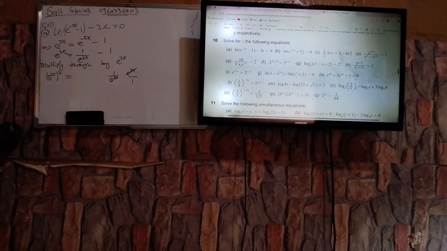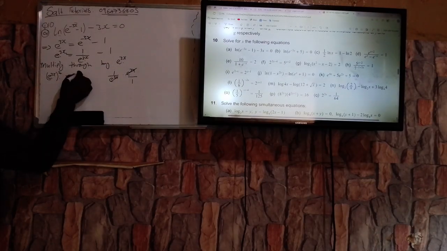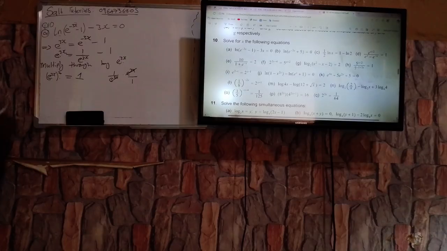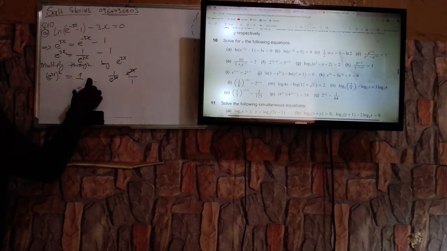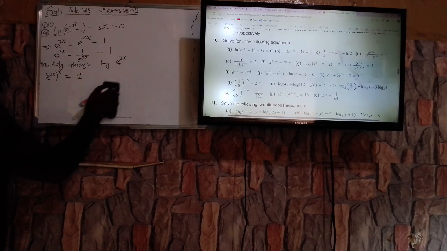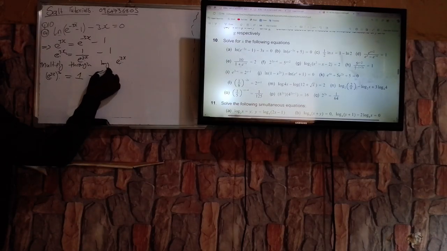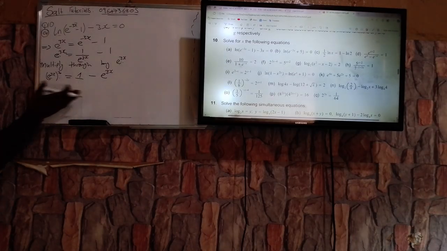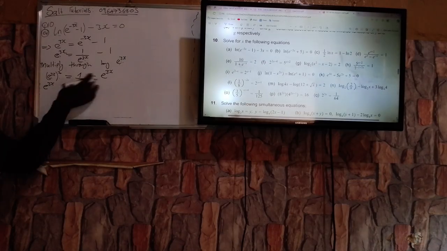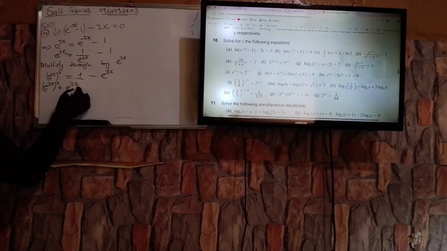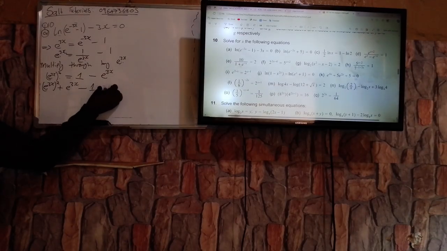So what am I going to remain with? I remain with a 1, and this times this, I remain with minus e^(3x). Taking everything to one side, this becomes e^(3x) squared, and when this crosses over it becomes plus e^(3x), and the 1 becomes minus 1, equal to 0.